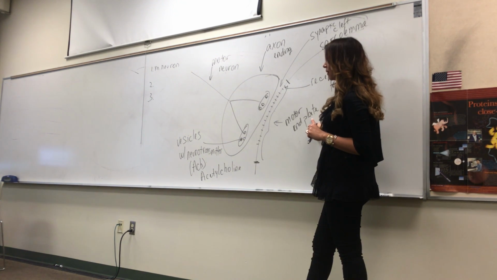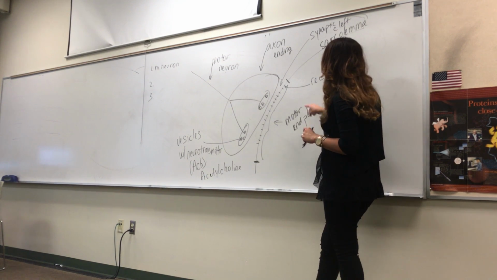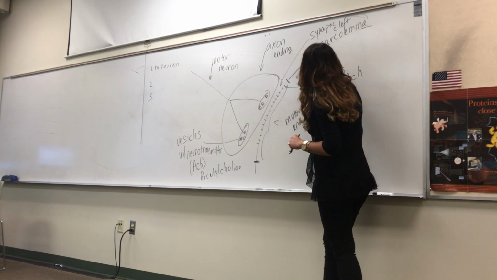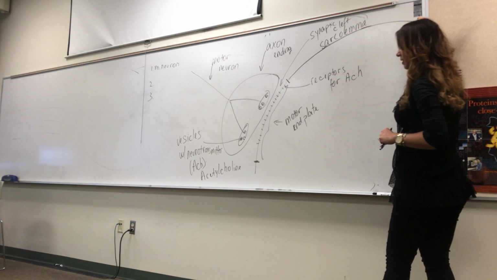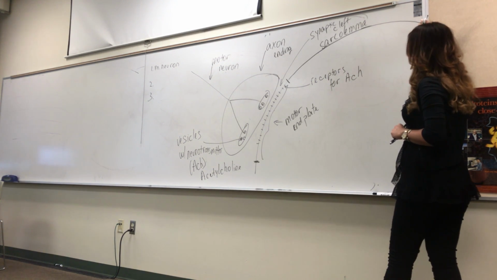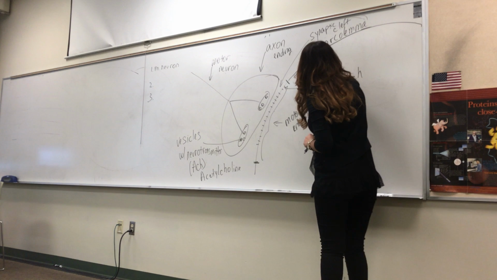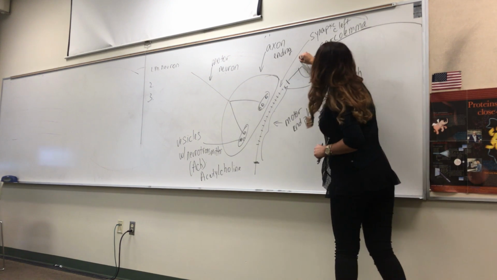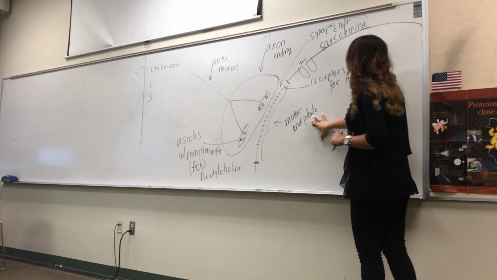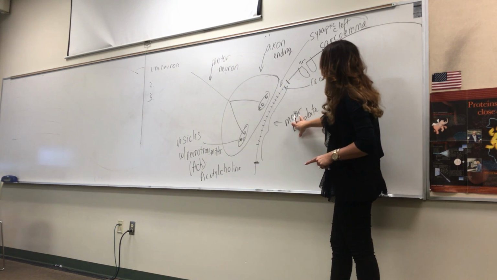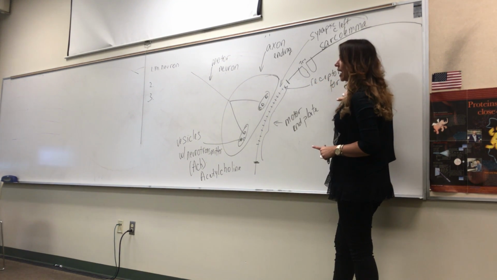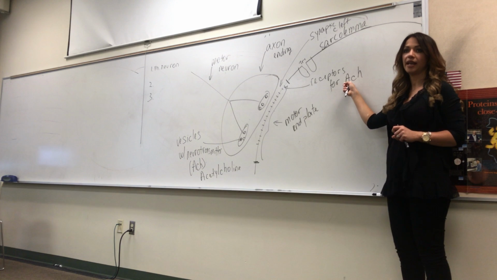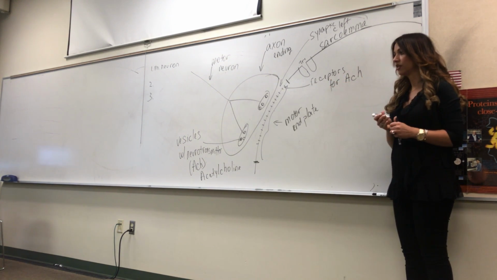And I want you guys to write down in parentheses, motor end plate is the part of the sarcolemma, which again is the membrane of the muscle fiber. You don't have to write it down, but just motor end plate is the part of the sarcolemma, and write down the motor end plate contains the receptors for the ACH. Receptors for the ACH.